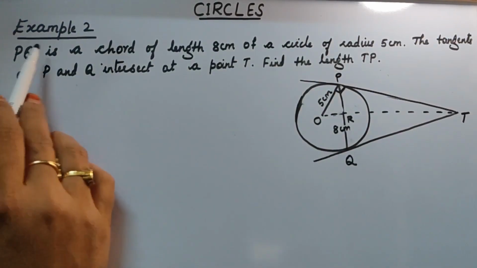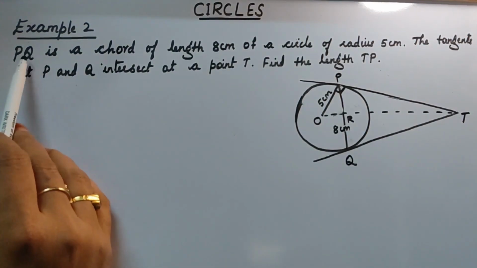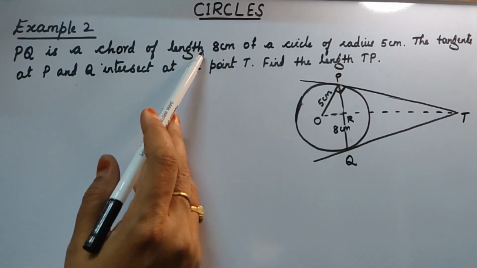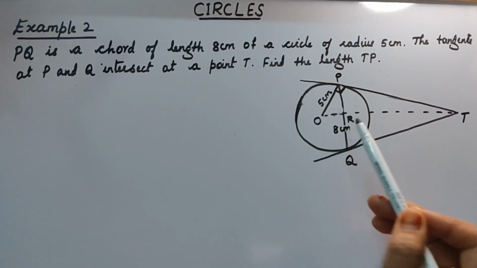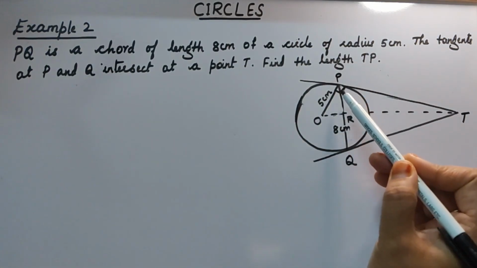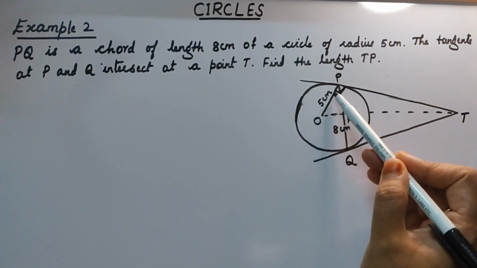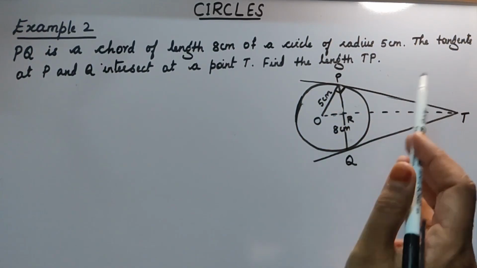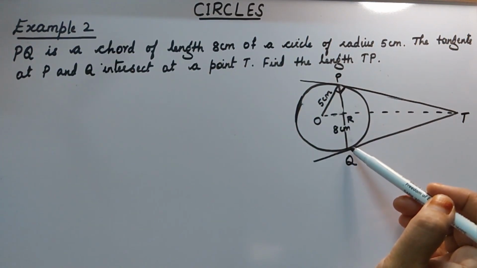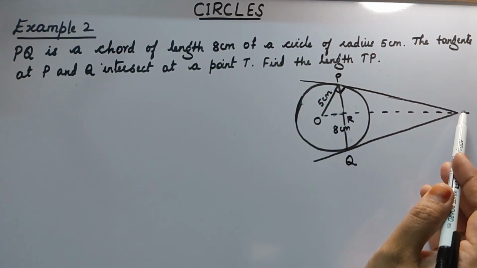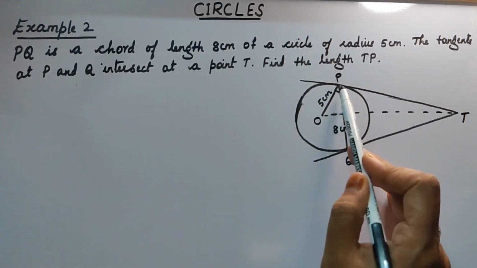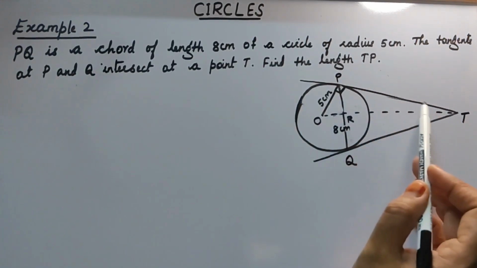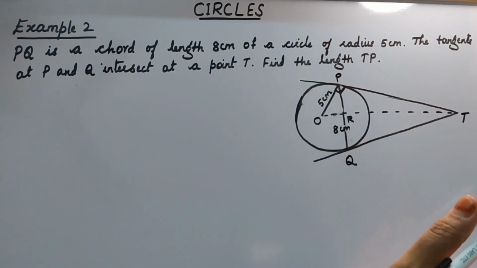Now students, let us learn example 2. PQ is the chord of length 8 centimeter of a circle of radius 5 centimeter. This is a chord. The tangents at P and Q intersect at the point T. Now we need to find out TP, the length of the tangent.